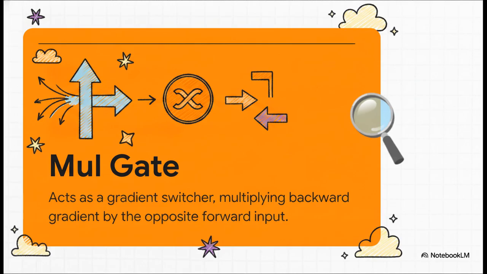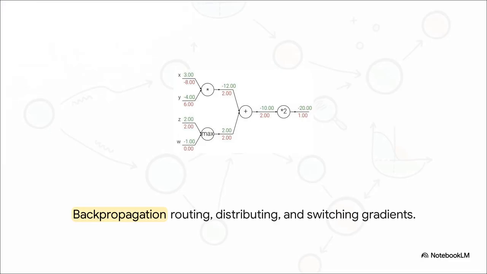And finally, we have the multiply gate, which essentially acts as a switcher. Thanks to the basic rules of calculus derivatives, a multiply gate takes the gradient flowing backward and actually multiplies it by the forward value of the opposite input branch. It literally switches their influences. So if one input was super large, it makes the gradient for the other input huge, forcing it to learn a lot faster.